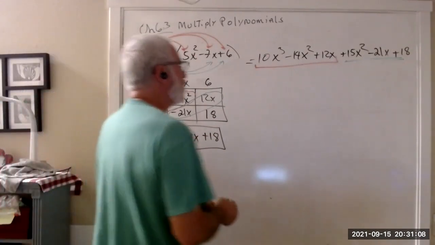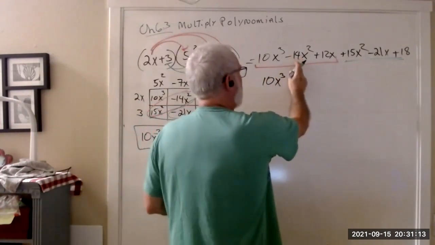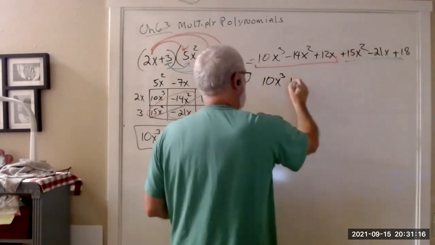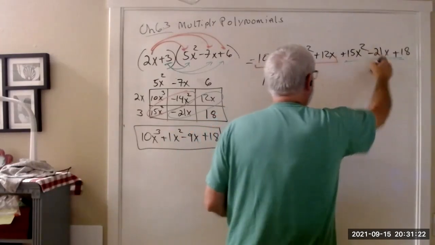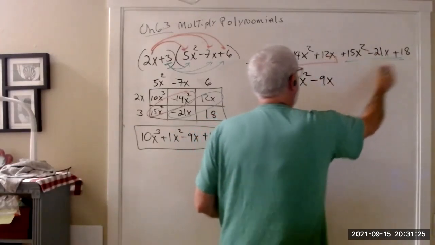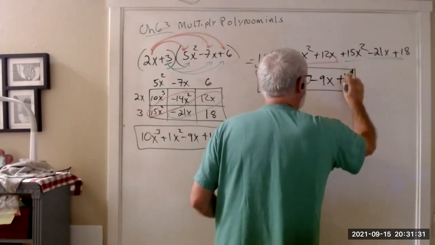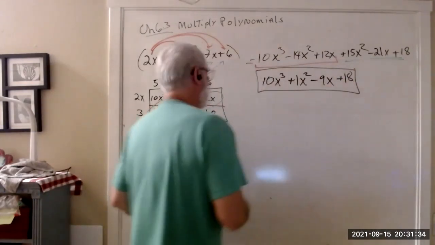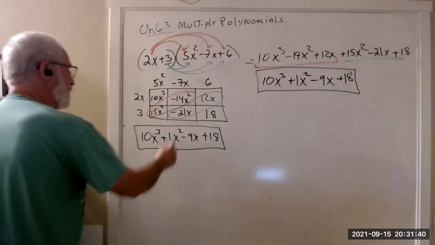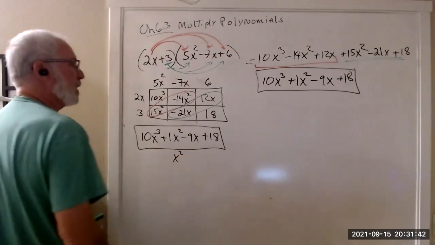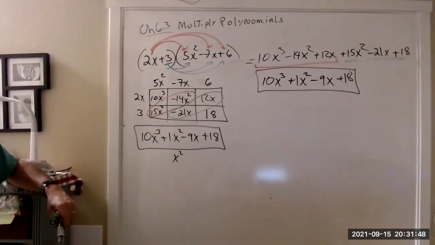So anyway, if I add like terms, 10x cubed doesn't add to anybody. Minus 14x squared plus 15 is plus 1x squared. 12x take away 21x is minus 9x. And then the 18 hangs around. 18, dope, 18. And I got exactly the same answer. The only suggestion I would make is instead of 1x squared, we just write it as x squared because it's more sophisticated. Questions?